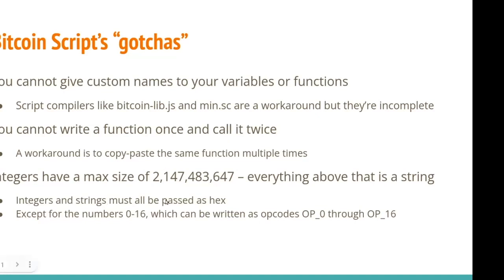Integers and strings must all be passed in as hex. You have to use hex a lot in Bitcoin. Bitcoin.js, as we'll see later, has some helpers for that, so it'll turn things into hex for you under certain conditions. But everything has to be passed in as hex. Bitcoin script loves hex, except for the numbers 0 through 16. The numbers 0 through 16 are special. They have their own opcodes, and those are op0 through op16. You can put those in, and then those don't get passed in as hex. In fact, if you do pass them in as hex, it's invalid. They won't work.